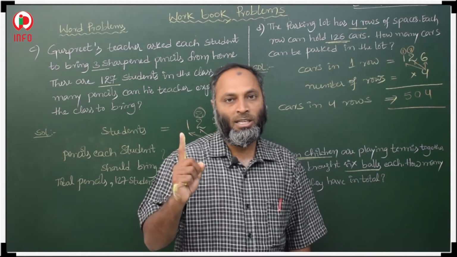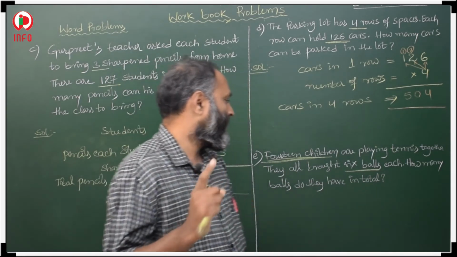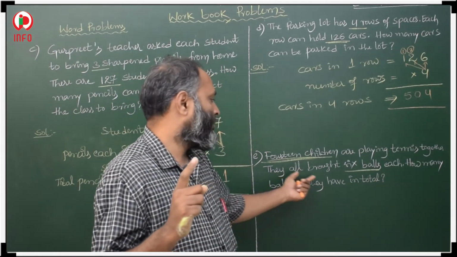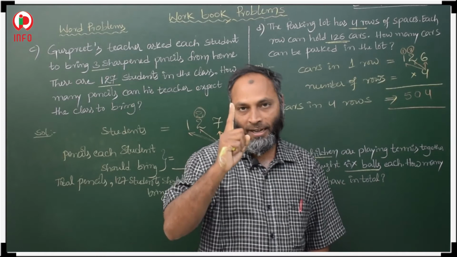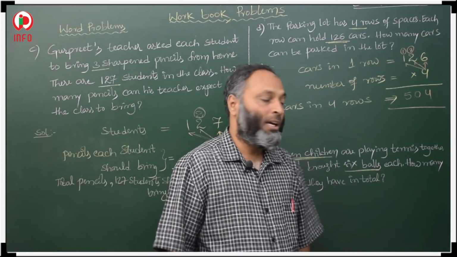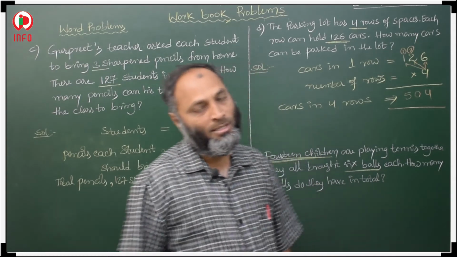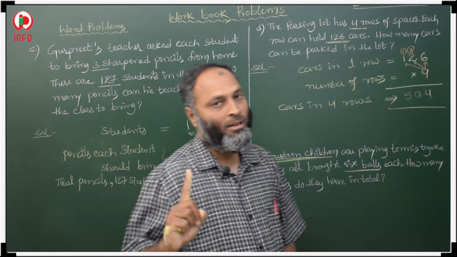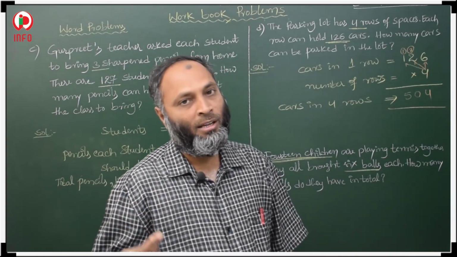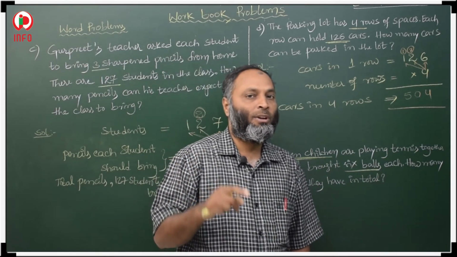It means about one child is given, so we have to find more. About one child, they all brought 6 each. One child brought 6 balls. So then for 14 children, how many balls did they bring? About one child is given, and we have to find for 14 children. So we have to find the multiplication, the product. The unit is given, more is asked.